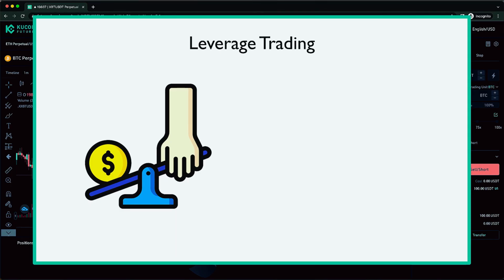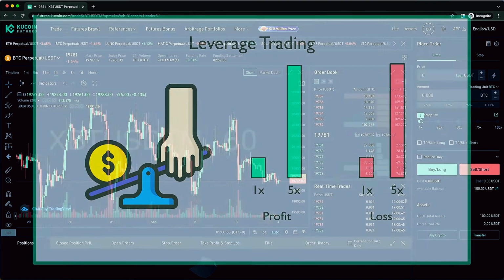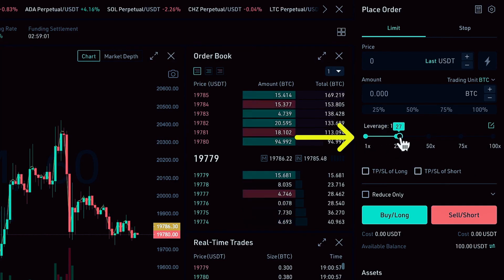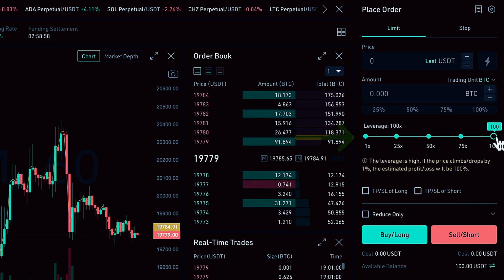Leverage trading is one of the main reasons why people want to trade futures in the first place. Using leverage simply means we are able to exaggerate our profits, but also our losses. Here we can adjust the leverage for our trades. It goes from 1x all the way up to 100x, which is insanely high.